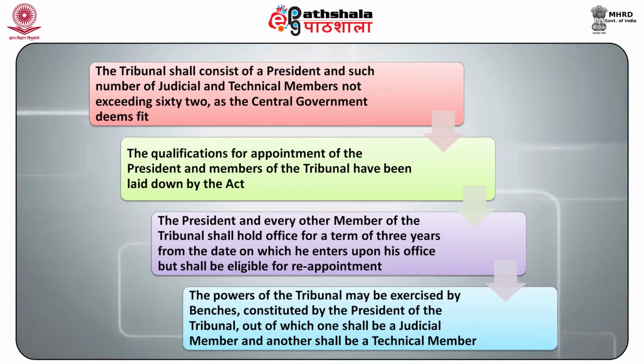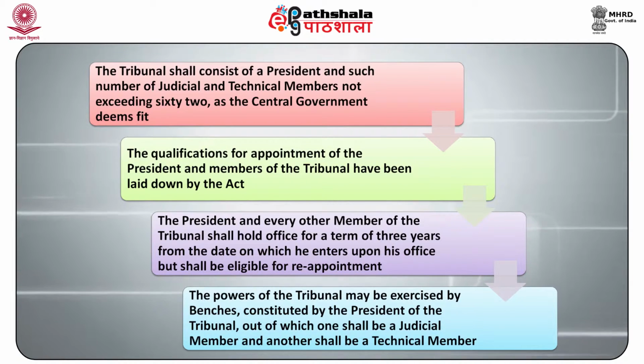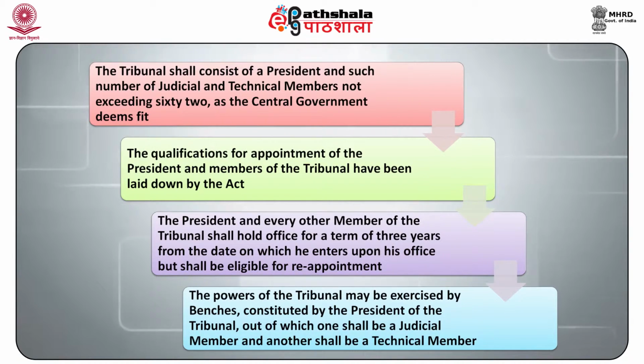The powers of the tribunal may be exercised by benches constituted by the President of the Tribunal, out of which one shall be a judicial member and another shall be a technical member. The Tribunal may, after giving the parties to any proceeding before it an opportunity of being heard, pass such orders thereon as it thinks fit. Any person aggrieved by an order or decision of the Tribunal may prefer an appeal to the Appellate Tribunal.